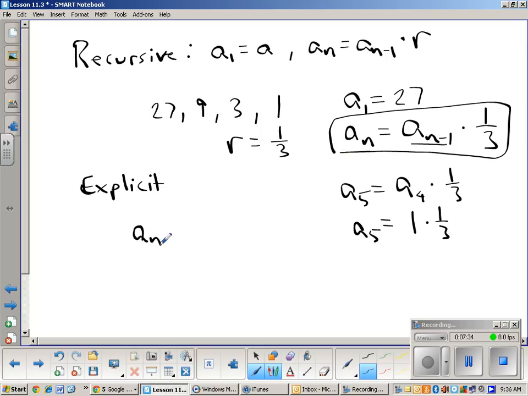What's nice about an explicit formula? You can find later terms. That's right, I can find any term I want. You tell me which term you want, I can find it with this formula. And the formula is a sub 1 times r to the n minus 1.